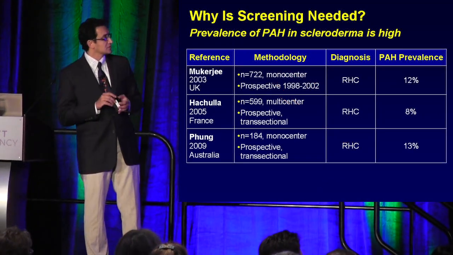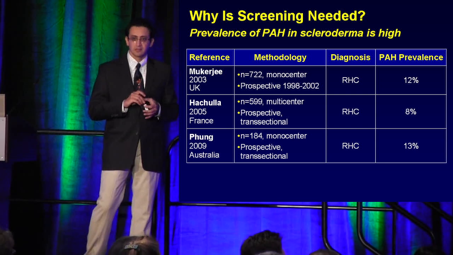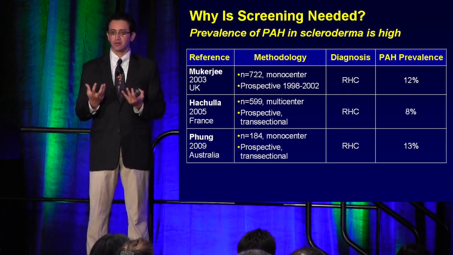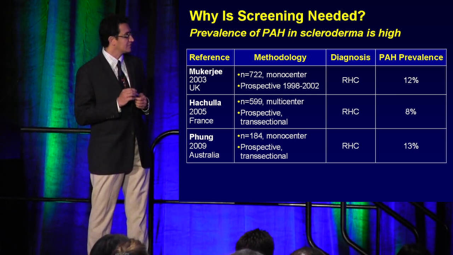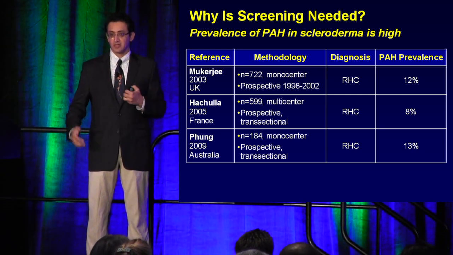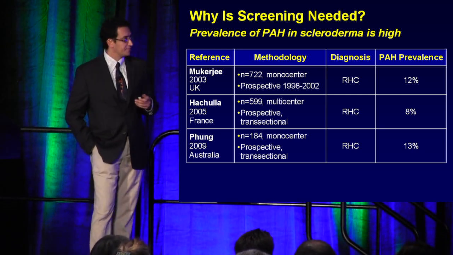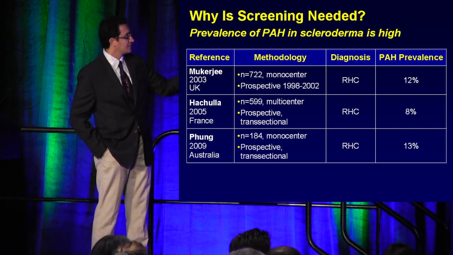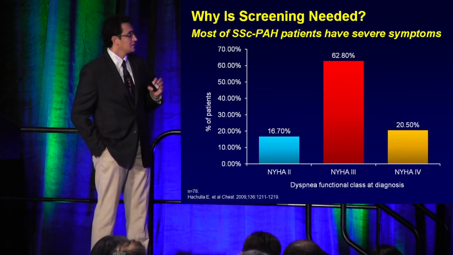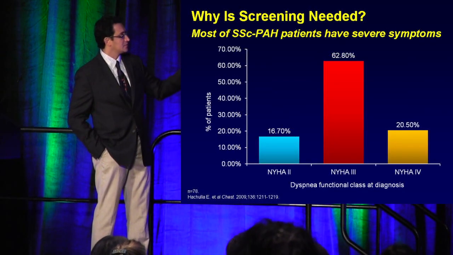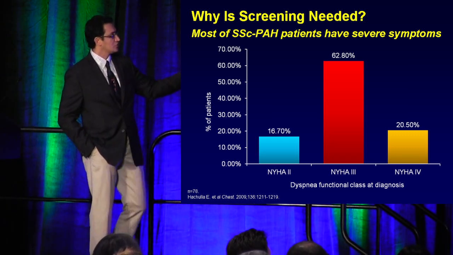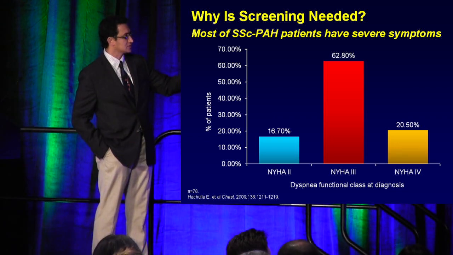When you look at people with scleroderma, the prevalence, that means if somebody does a right heart catheterization on you to diagnose pulmonary arterial hypertension, ranges anywhere from 8 to 13%. So that's pretty high. The first study is from UK, France, and Australia. If you look at the US studies, they have similar prevalence. And it's clear that when people come to the rheumatologist, this is the data from our French colleagues, they come in New York Heart Association class 3 and 4.